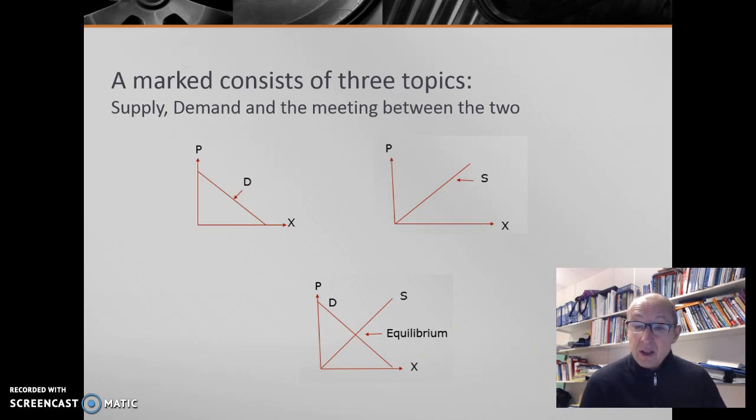Could be a question. And if yes, then we typically take the equilibrium as a starting point. So the cross here would be a starting point. So let's move on to topics, examples. What could we discuss?